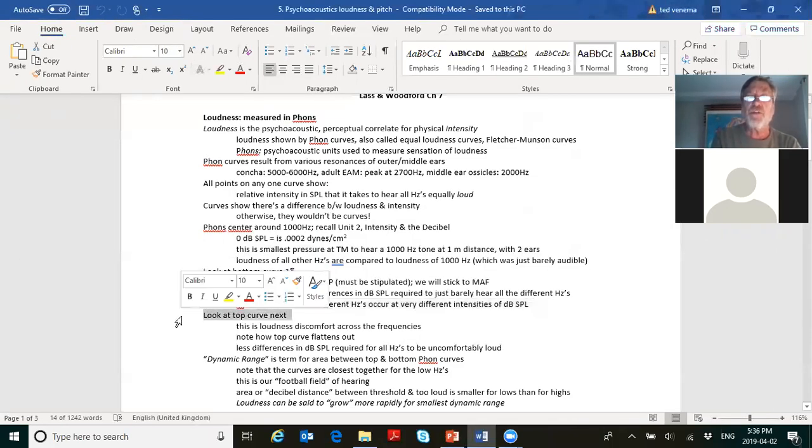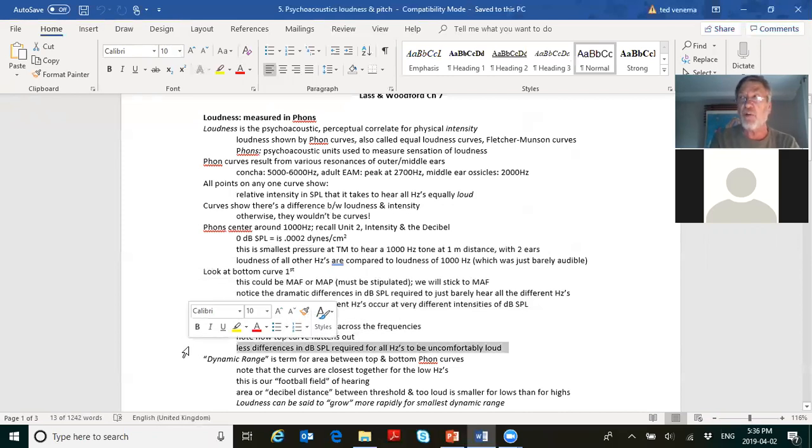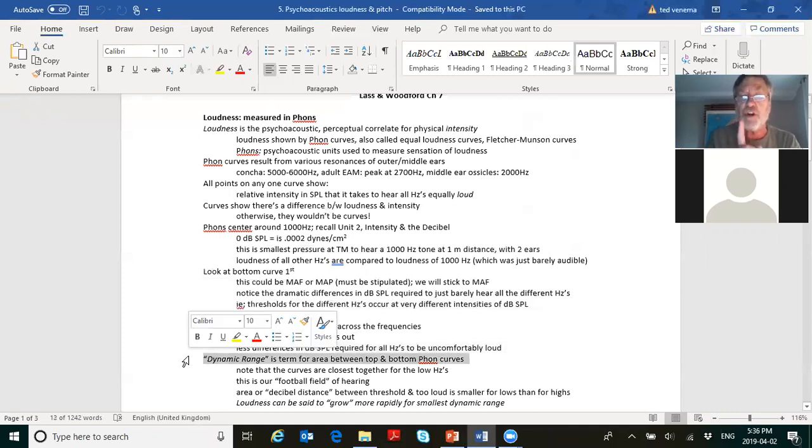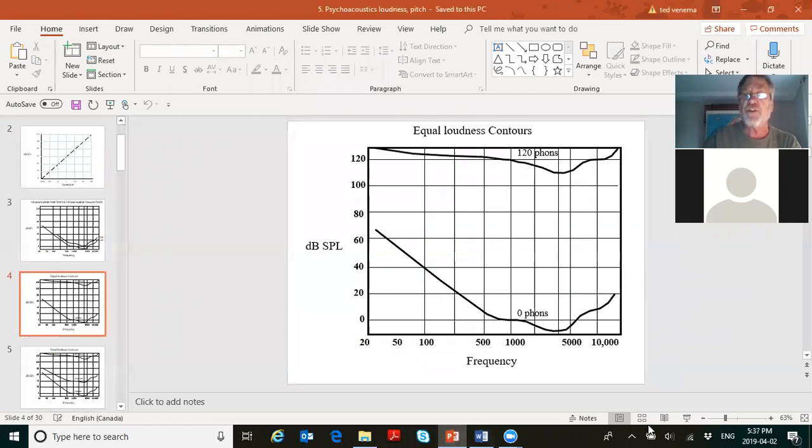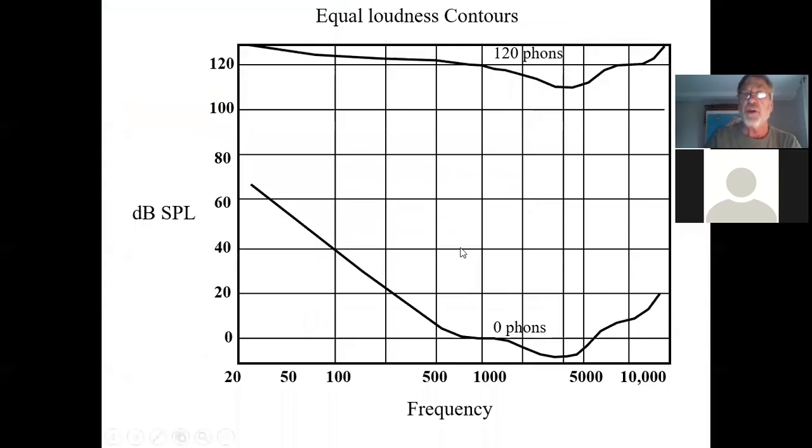Look at the top curve next. This is loudness discomfort across the frequencies. Notice how the top curve flattens out. There's less difference in dB SPL required to hear all frequencies to be uncomfortably loud. Dynamic range is the term for the area between the top and bottom phon curves. I'll show you. Dynamic range is the decibel distance between the bottom and the top curves.